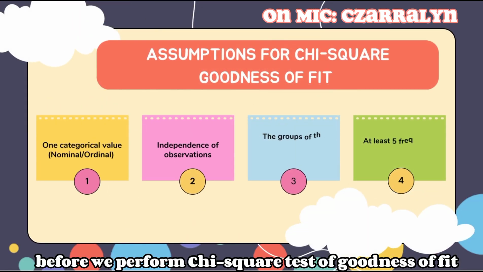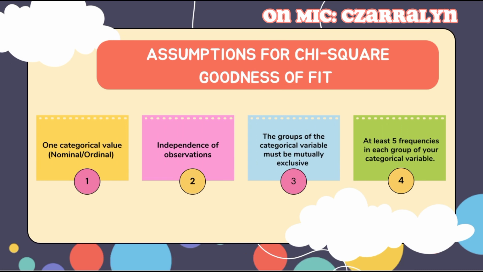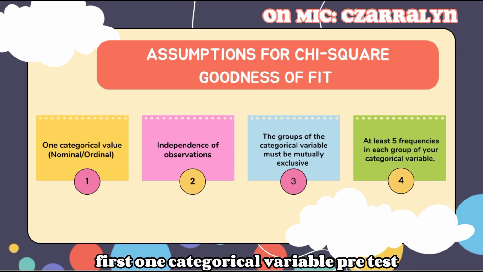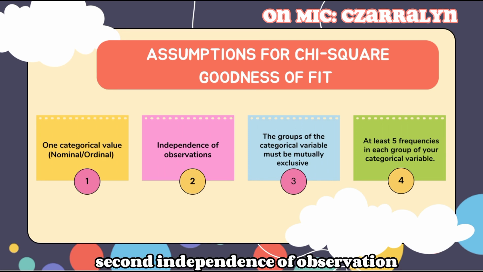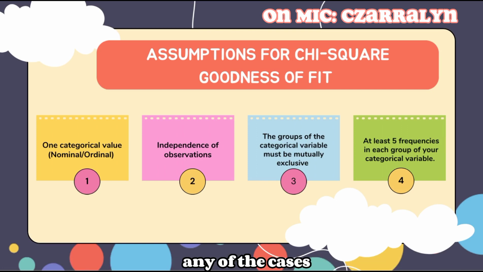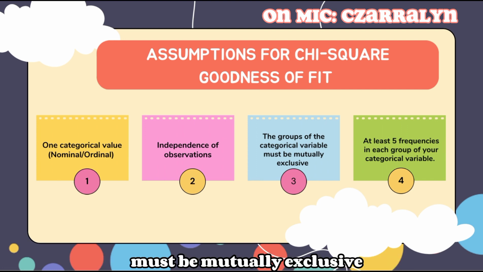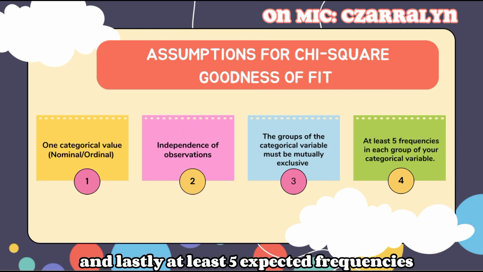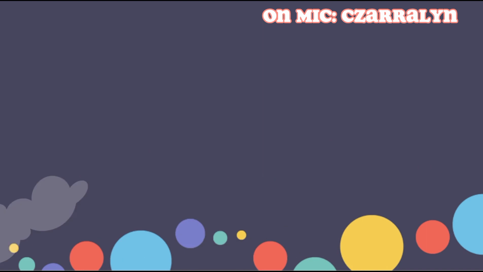Before we perform chi-square test of goodness of fit, we have to check different assumptions. First, one categorical variable per test, either nominal or ordinal. Second, independence of observation. It means that there is no relationship between any of the cases. Third, the groups of the categorical variable must be mutually exclusive. And lastly, at least 5 expected frequencies in each group of your categorical variable.